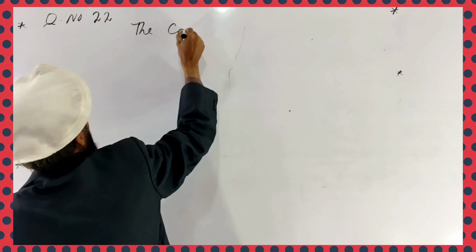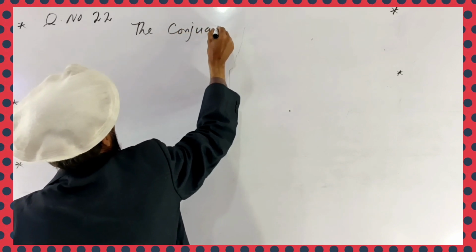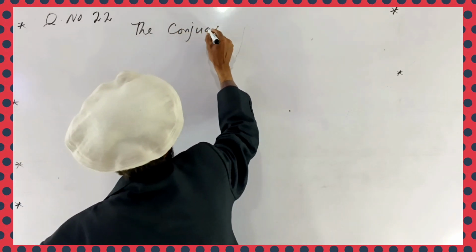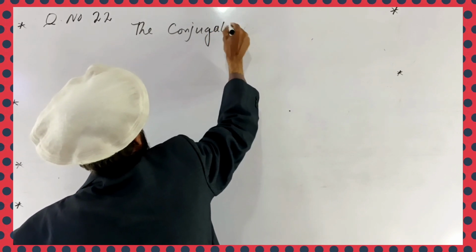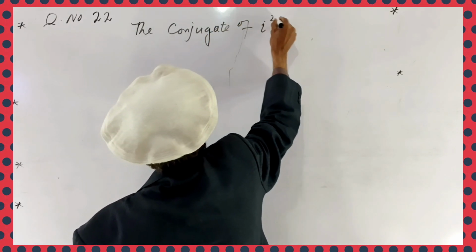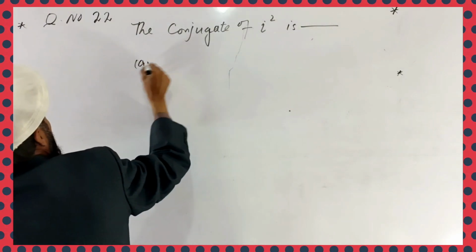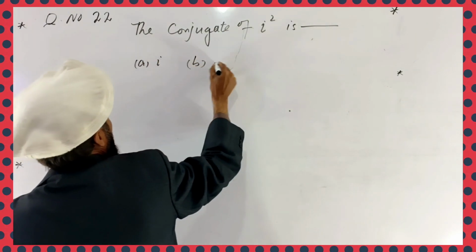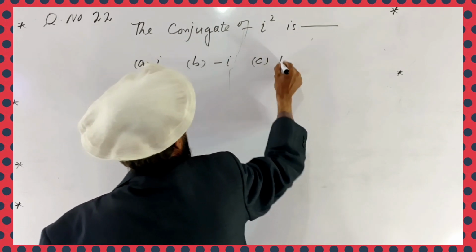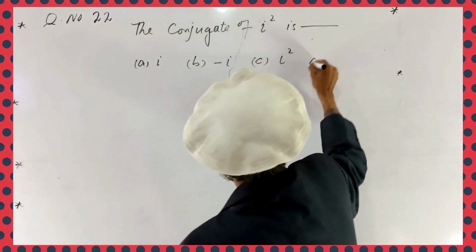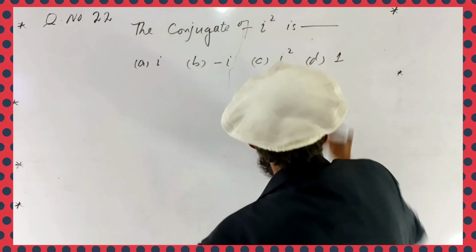The conjugate of iota square is equal to what? Options: A iota, B minus iota, C iota square, D plus 1.